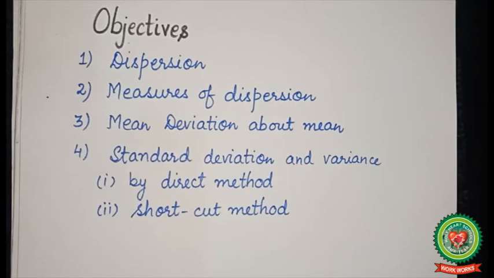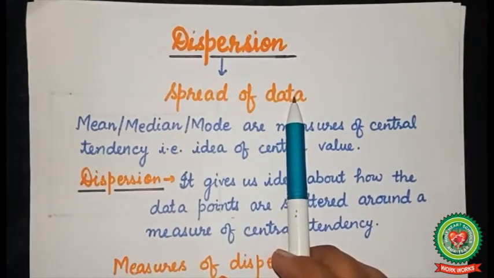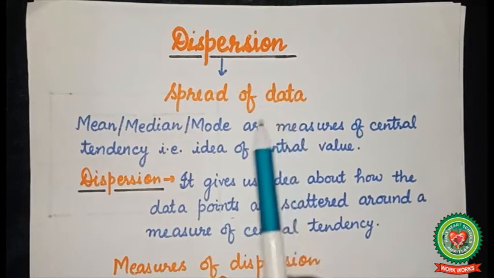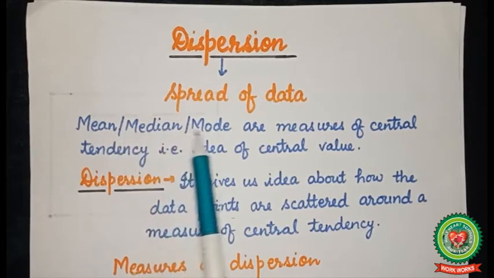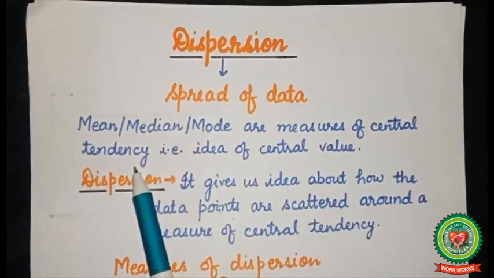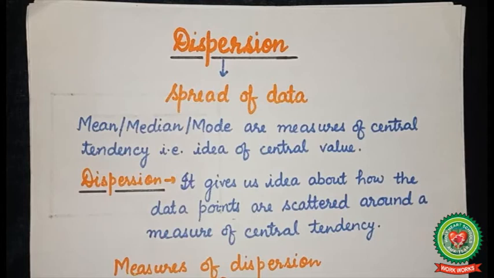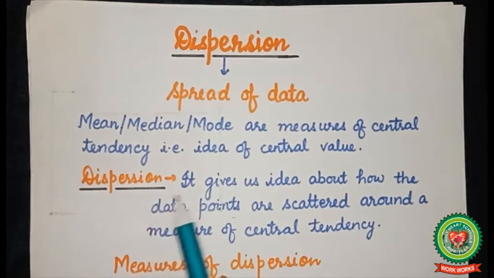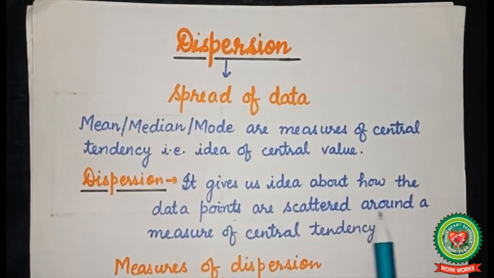So, let's start with the first objective, that is dispersion. It means spread of data. Here we will study how the data is spread. Now, we have already done mean, median, mode. These all are the measures of central tendency. That is, they give us the idea of the center value of the data. Now, in dispersion, it gives us idea about how the data points are scattered around a measure of central tendency. We have to check their scattering values.